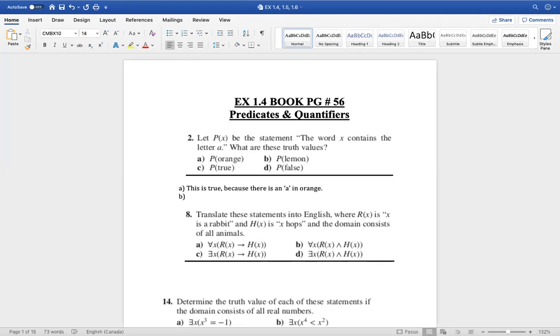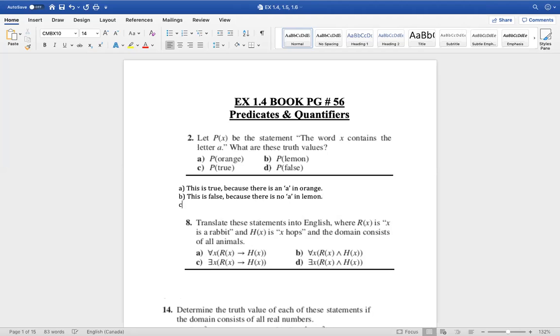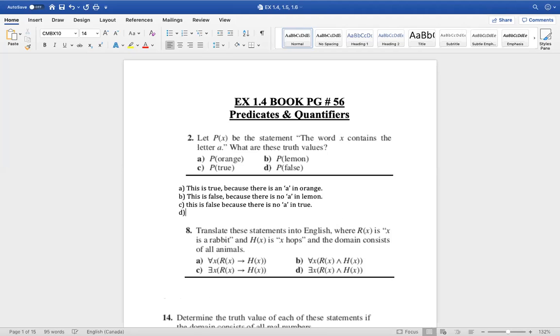For B, we would say that this is false, and for obvious reason, because there is no A in lemon. For part C, we would say that this is also false for the same reason, because there is no A in true. And part number D, likewise, this is true because there is an A in false.